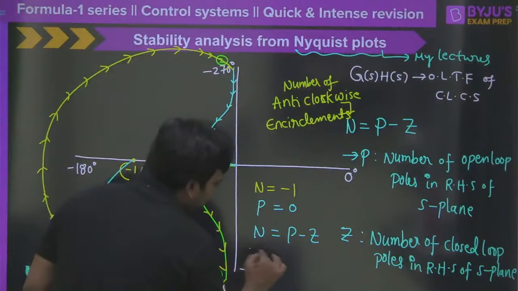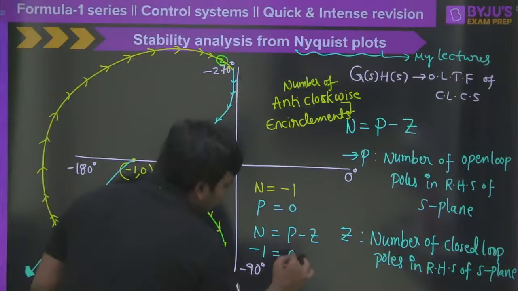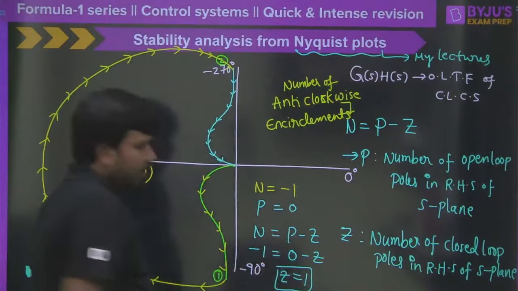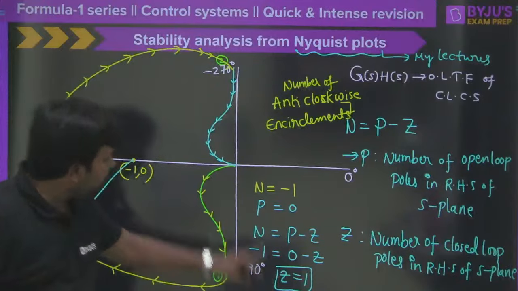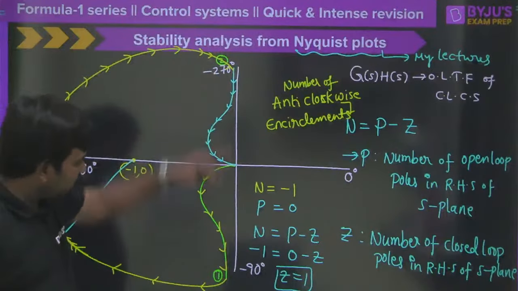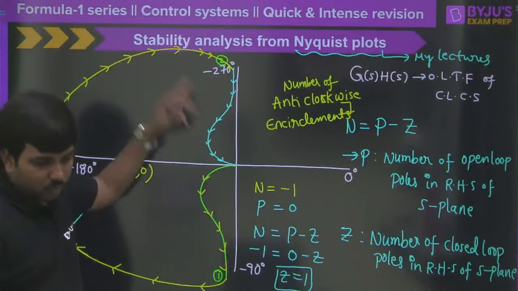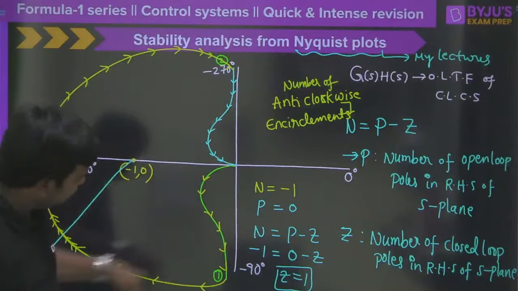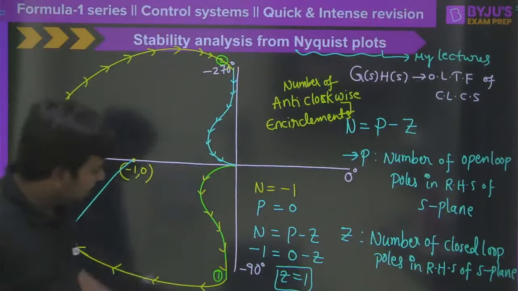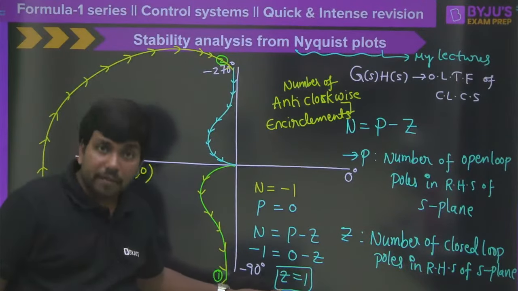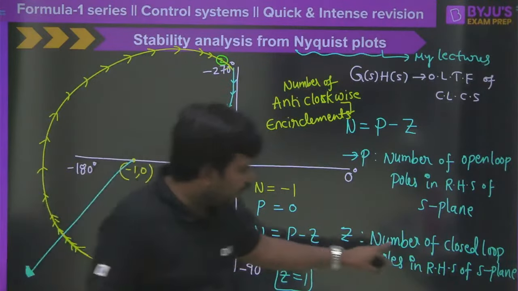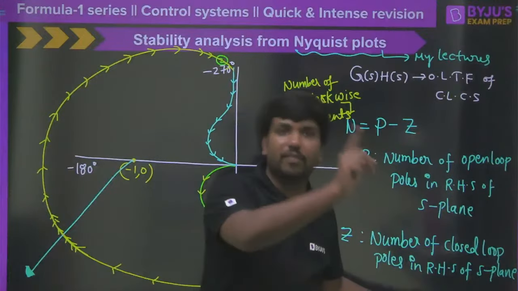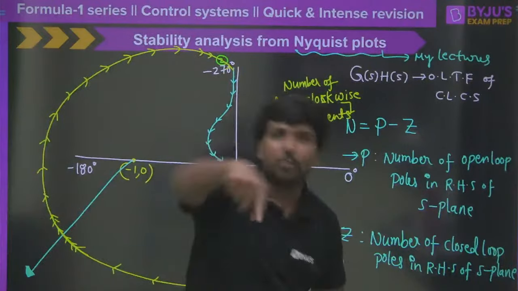So right now N is equal to -1. So P is 0 minus Z, so Z is equal to 1. What does it mean? Z equal to 1 means the system whose Nyquist plot is like this has one pole in the right half of the S plane. The closed loop system has one pole in the right half of the S plane, so the closed loop system is unstable.